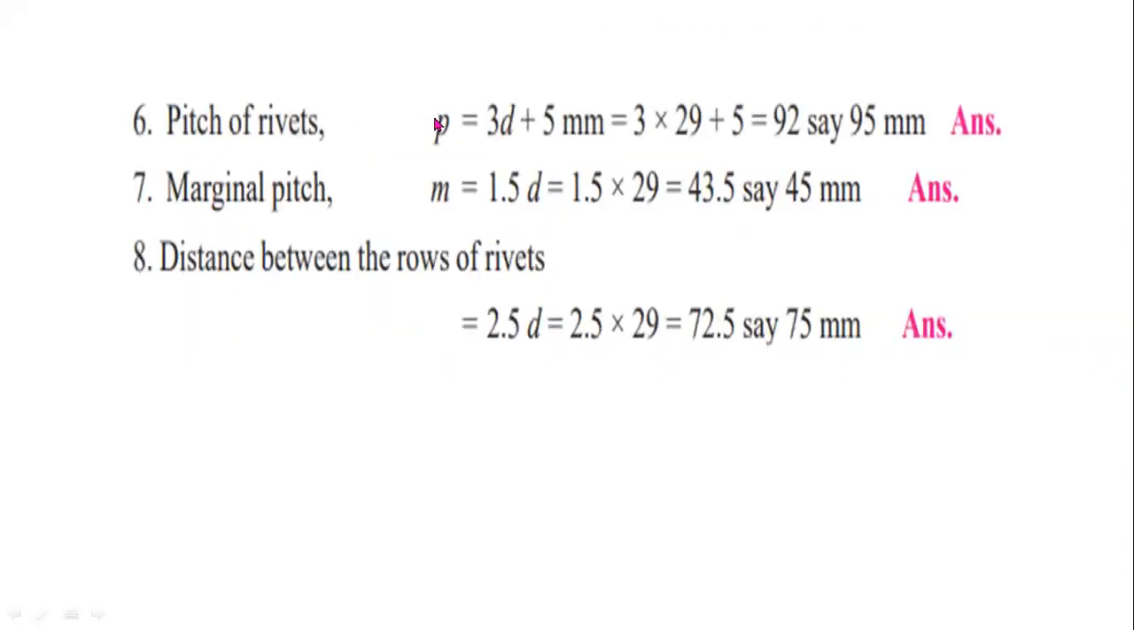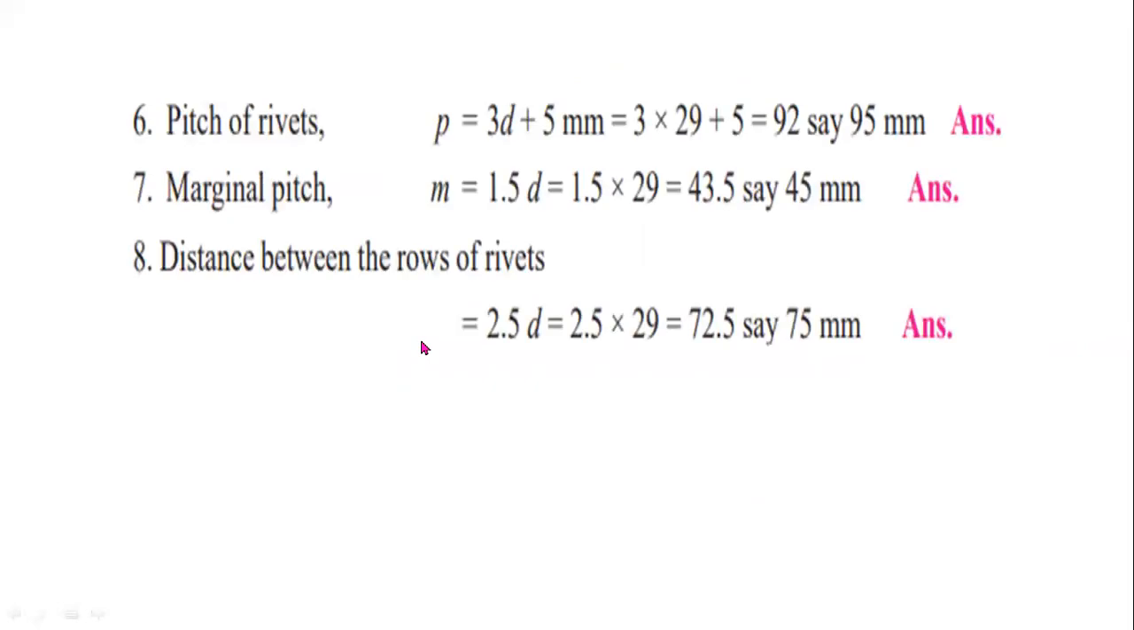After getting the efficiency, you have to determine pitch of rivets and margin and row pitch. The distance between two successive rivets is called pitch, so the pitch value is 95 mm, and the margin value is 45 mm, and the row pitch or back pitch is 75 mm. These are the steps for determining the design of the structural joint.